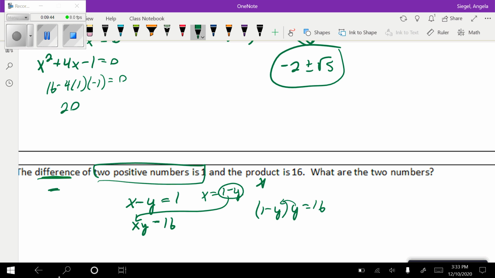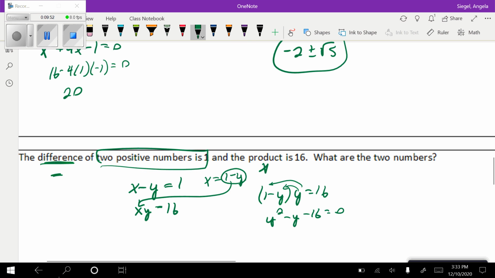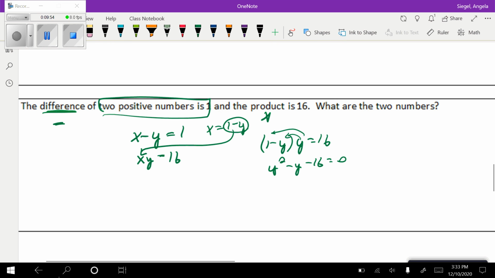So and just distribute this y. So I have y squared plus y, and I'm just going to say minus 16 equals 0. And then I'm going to use the quadratic formula. So go ahead and do that and see what you get.